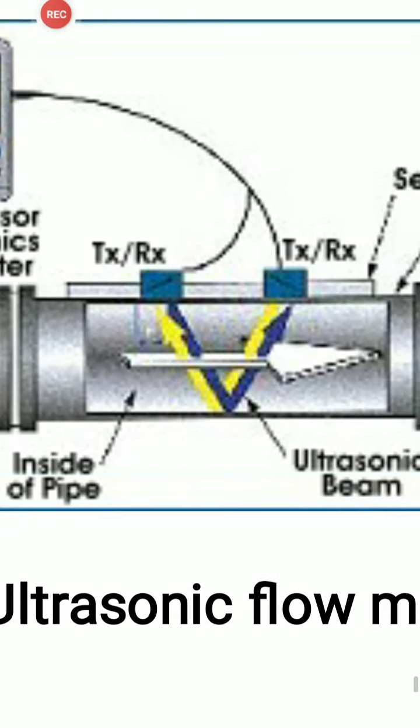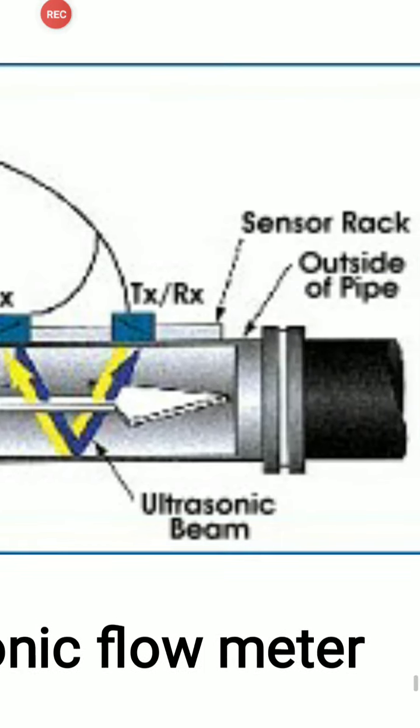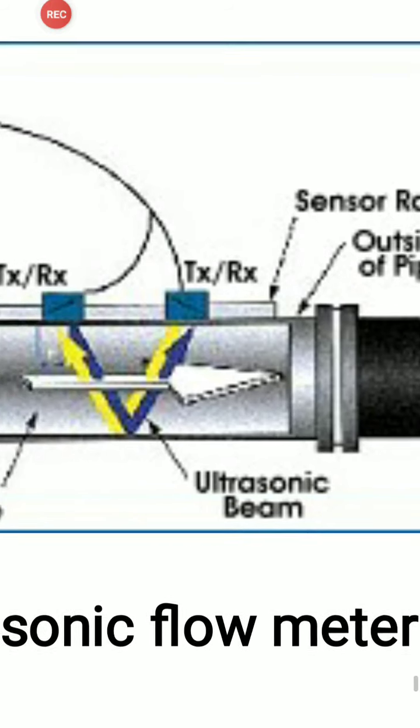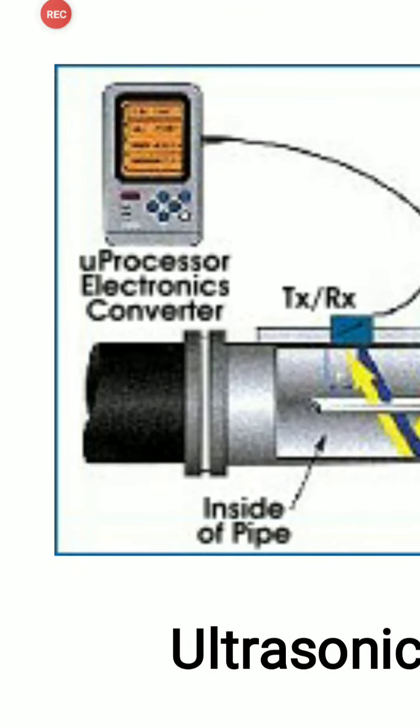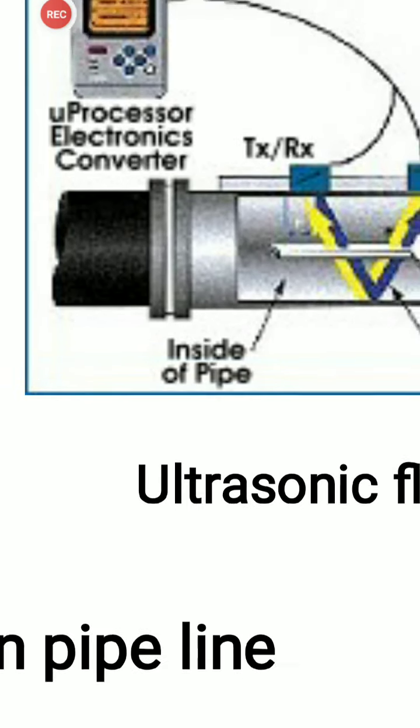Inside of the pipe, what is the arrangement? These are the transmitter and receiver probes that are mounted outside the pipes. So ultrasonic waves are transmitted in the pipe, and when they come to the bottom section, they reflect back. The sensor is mounted at the top, on the outer side. So this is the arrangement. Here is the processor electronics converter. The analog signal gets converted into digital form, a digital reading, which gives directly the fluid velocity.